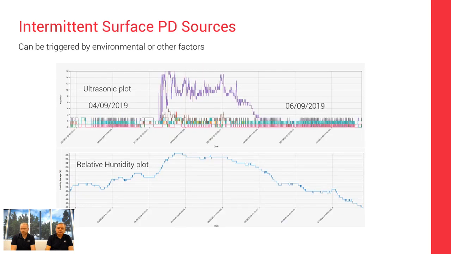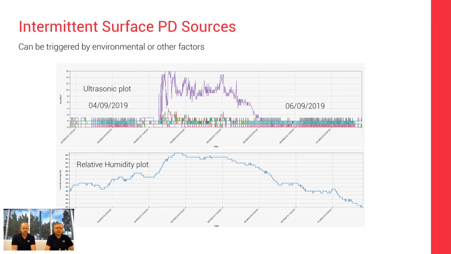Looking at an ultrasonic example, surface discharge will be much more affected by the relative humidity in the atmosphere compared to an internal void where it's contained within the insulation. So in this particular one, you can see if we went into our substation on the 4th of September, then we'd find nothing. We go in there on the 5th of September, and during the 5th of September, the humidity has gone up. It's increased above the 60%, up towards 70% RH, and the discharge has started. By the time that starts falling by the 6th of September, again, we've missed that.